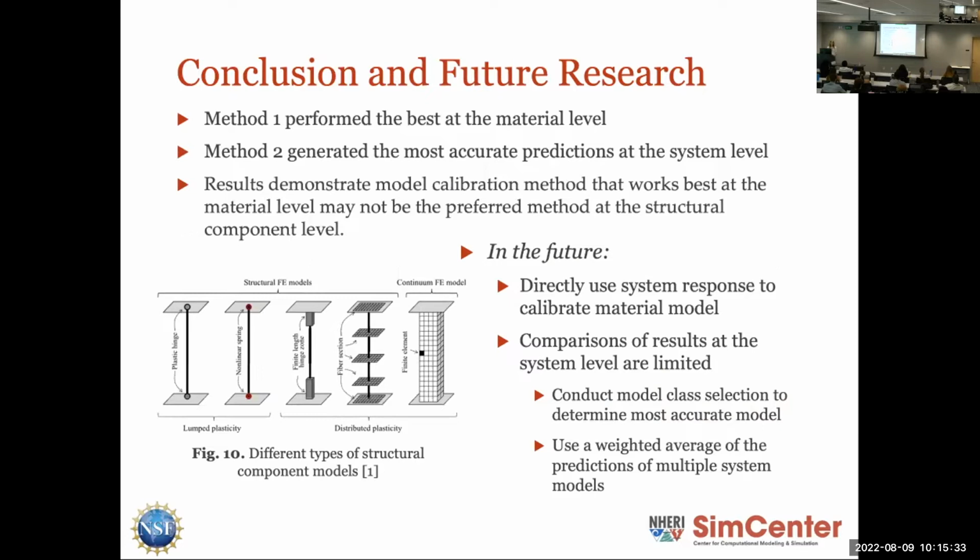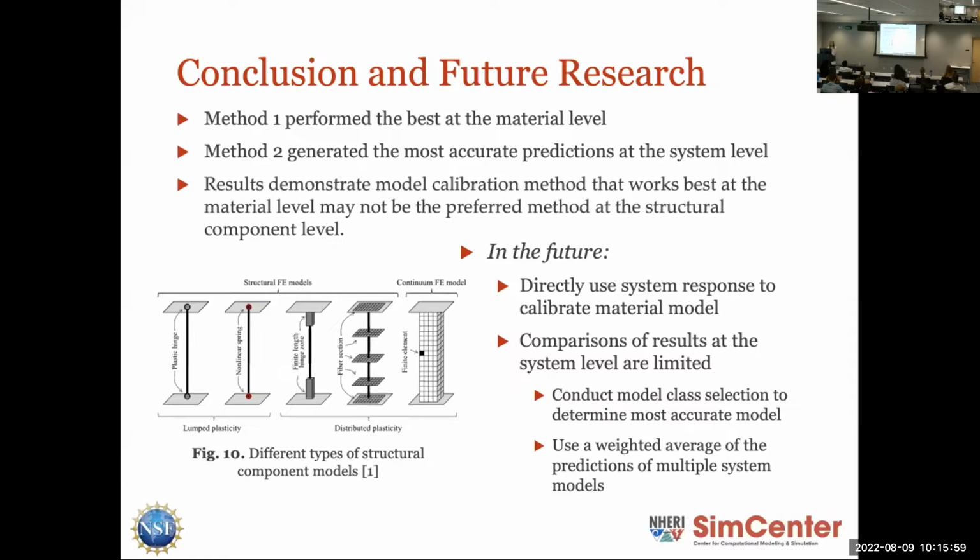So it's a very interesting result that method 1 did a better job of matching the values that we were looking for at the material level, while method 2 did a better job at the structural component level. So this goes along with what I was saying earlier, that the material calibrated on its own is not always a good representation of how it would act as part of a structural component or a whole structure.